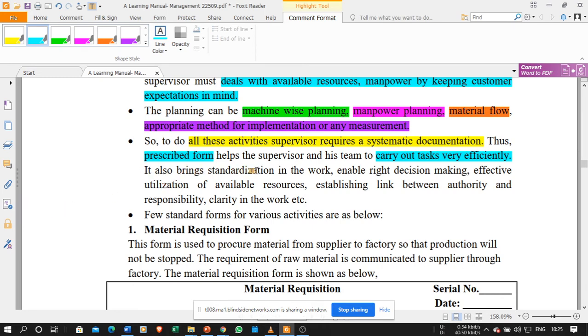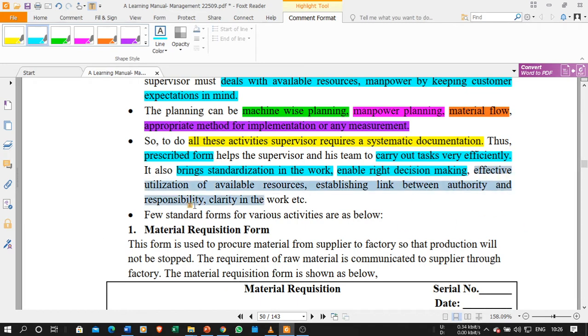It also brings standardization of the work. Okay, so if you use the prescribed form, then the work is standardized. Everyone is going to follow the same format, and if everyone follows the same format, whoever the person is, you can easily analyze it. So that also enables the right decision making. Okay, and effective utilization of the available resources, establishing the link between authority and responsibility, and clarity of the work.